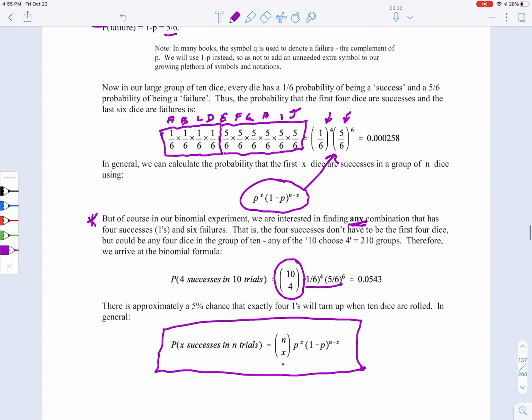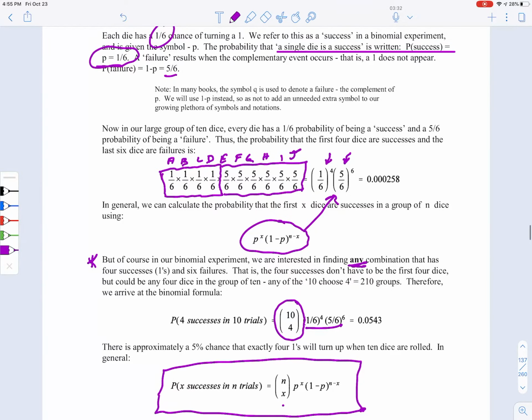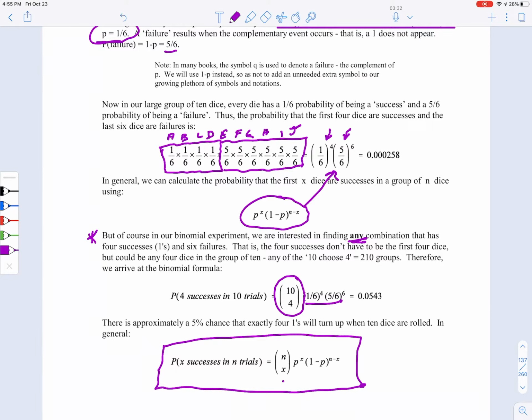And just to remind you, we were looking at this dice experiment here, where we're asking the question: if you had 10 dice and rolled them, and a 1 was considered to be a success, and any other number, a 2, 3, 4, 5, or 6, was a failure, then what's the probability of getting 4 successes in 10 rolls of the dice? And so we said, here's one possibility, that the first 4 are successes and the last 6 are failures. That would be (1/6) to the 4th power times (5/6) to the 6th power.